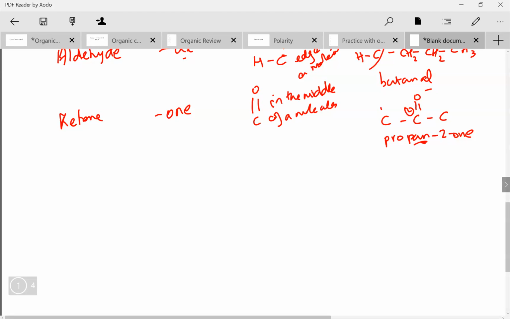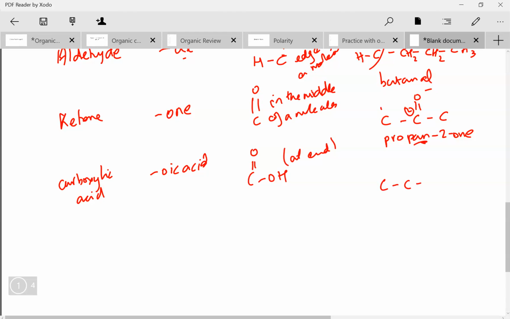Next, we're going to do carboxylic acid. The ending is -oic acid. And the functional group looks like C double bond O, but then an OH attached to it. So this is also at the end. It has to be at the end. There's no way to have it at 2, 3, 4, 5, or at the beginning. I mean, you can technically draw this, and this is the end if you look at it from the other way. So this is fine.